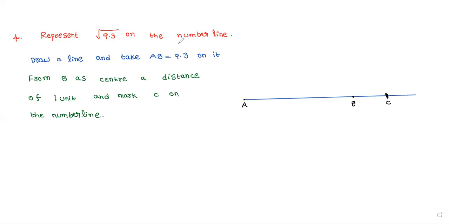1 unit is 1 centimeter. Meters or centimeters, that is called units. Next, make the midpoint of AC as O. AC midpoint is O.